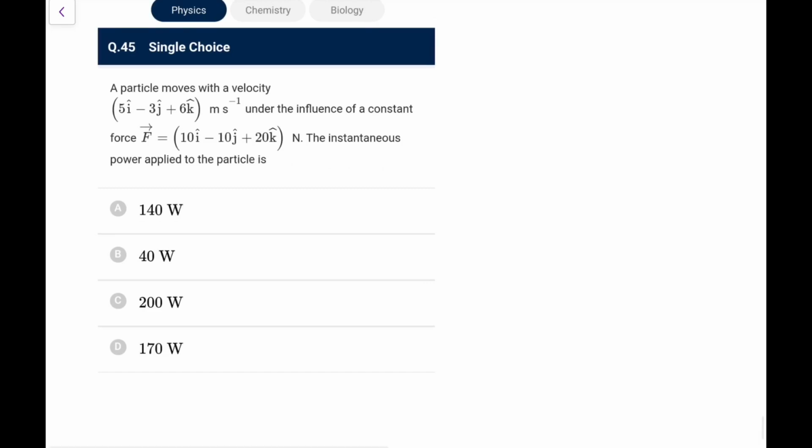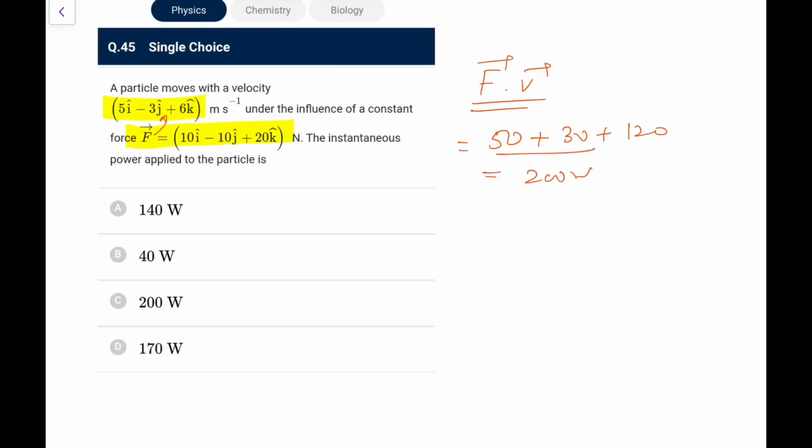A particle moves with a velocity this under the influence of a constant force. The instantaneous power is, that means there should be some force which retards this. The instantaneous power applied to the particle by this force is F dot V, I can say. So in that instant the power due to this would be F dot V, no need to do anything else. So F dot V, this is 10 into 5, 50, minus becomes plus 30, plus 2 into 6 is 12, so this is 50, 30, 80 plus 120, it is 200 watt. So go for option C.